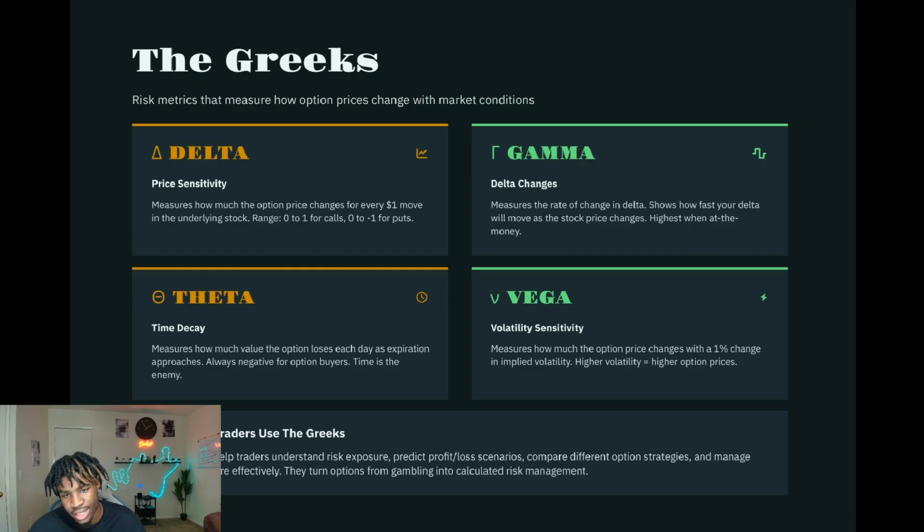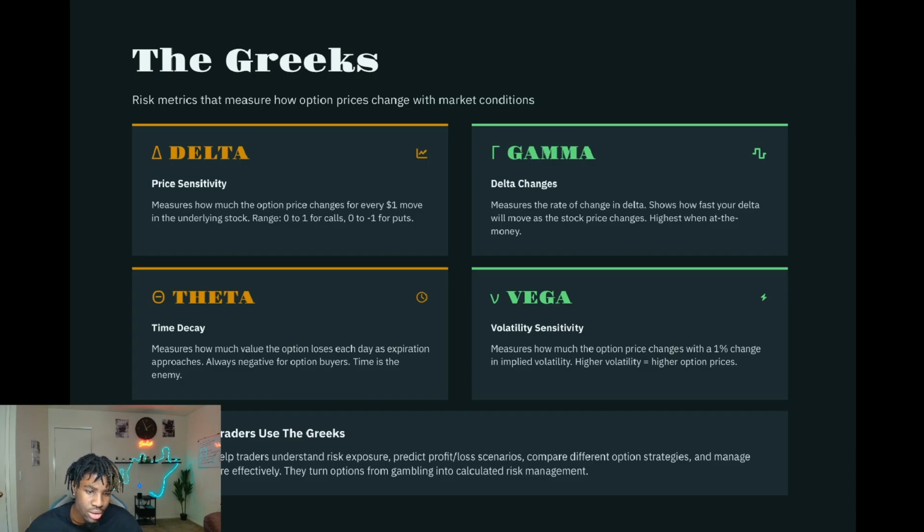Gamma is delta change. This measures the rate of change in delta. It shows how fast your delta will move as the stock price changes. It's highest at the money. So basically, the more gamma, the faster delta is going to change. Typically with same day expiration contracts, you have high gamma, and high gamma is the speed at which the delta is going to change. That's why with high gamma, if you get a strong candle, your contracts are going to be worth way more than they would typically be if they hit the same price but took more time.